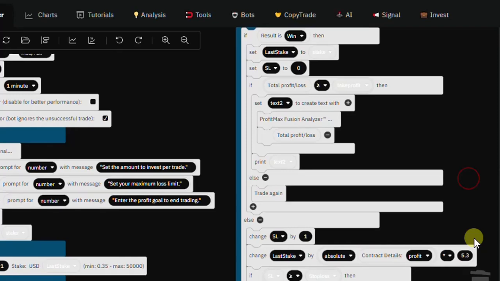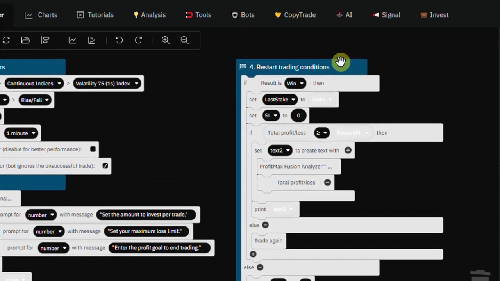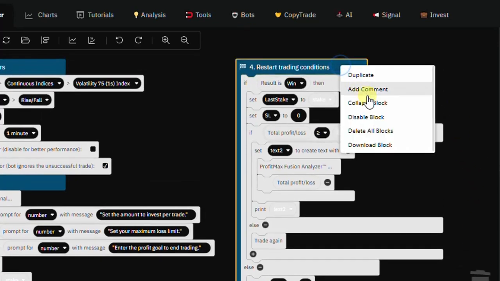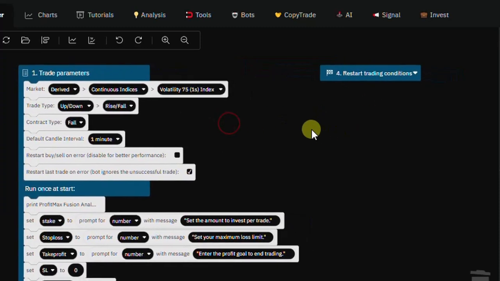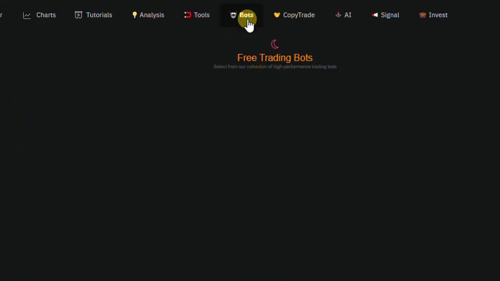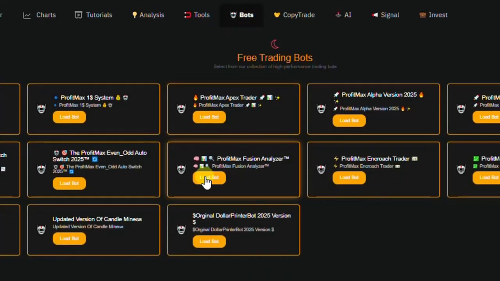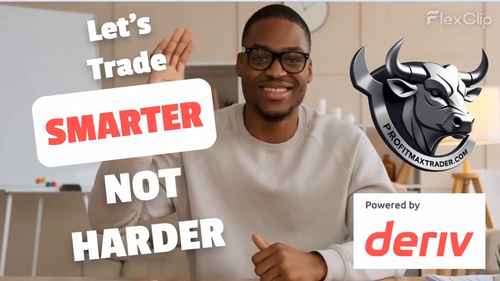You come to restart conditions just on the right, and if you scroll down, once you open that tab, you can see the martingale area here. So you can adjust it to 3 like that, or even 1.5 or 2 or 2.5. Have in mind if it loses, let's say if it goes for 4 times, you want it to have a martingale that will help you recover. The bot is the ProfitMax Fusion Analyzer, that one. Okay, so we've got some very good bots here.